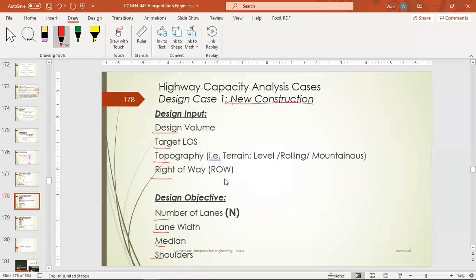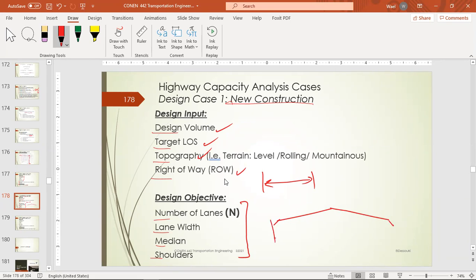There's also another application, which is basically designing and making a new construction. So for new construction, we have a design volume, we have a target level of service, we have the right of way, which means the area that we can build our new facility in, and the topography, which is terrain level, rolling level, mountains, and so on. The output would be the number of lanes, lane width, median, shoulders. Okay, which is basically the cross section of the road.